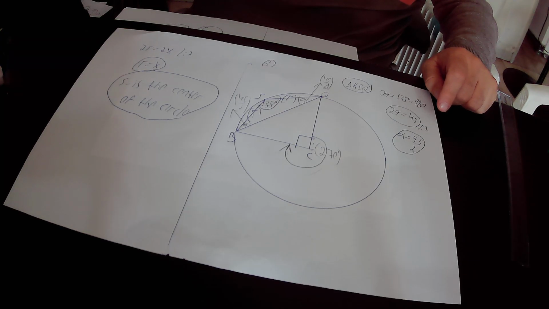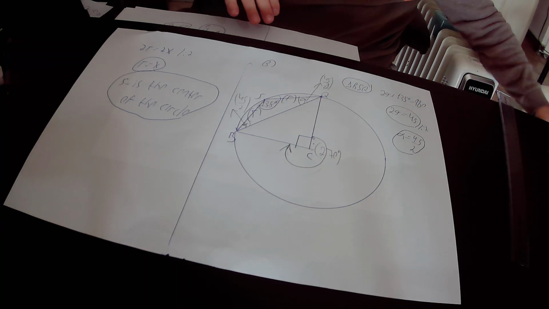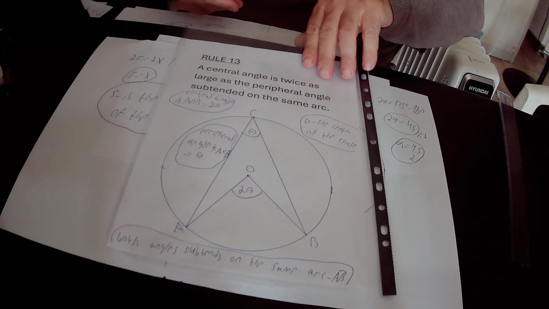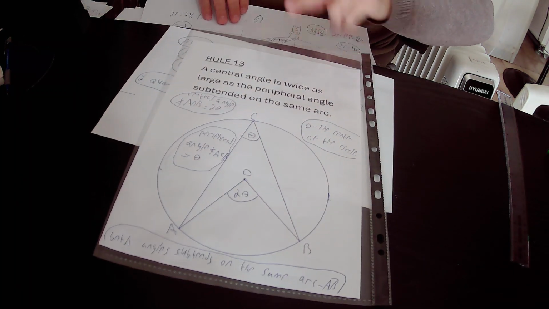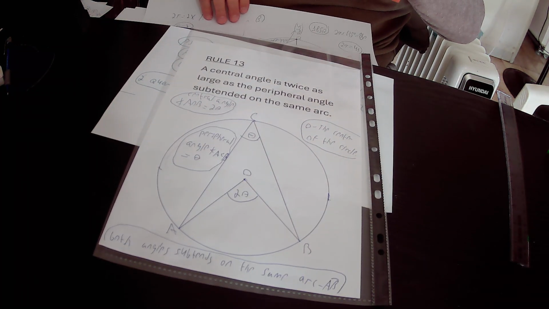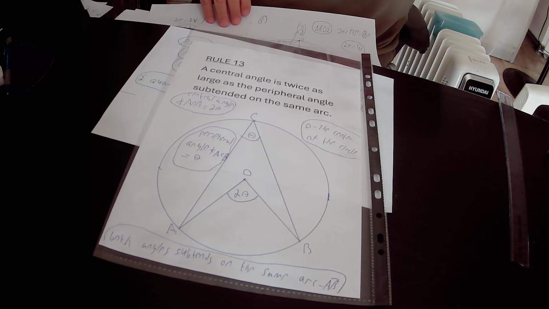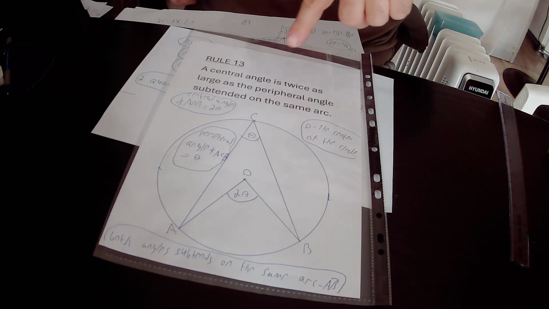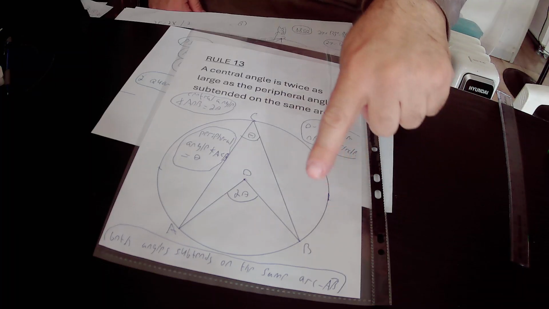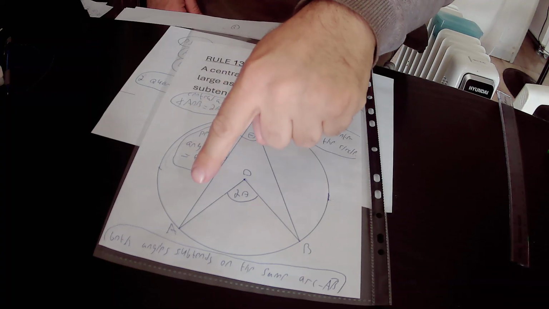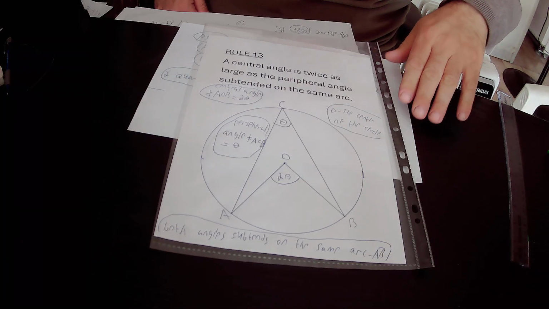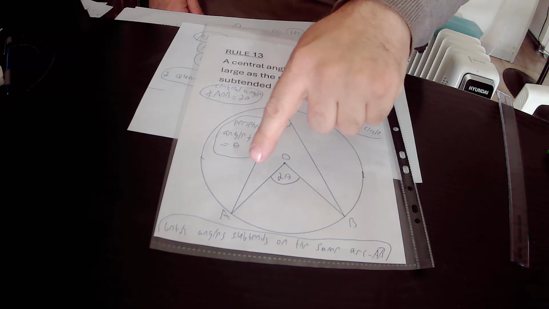And then I presented to you a new rule and we implemented the new rule in our drawing. According to the new rule, rule number 13, the central angle is twice as large as the peripheral angle subtended on the same arc. So in the drawing we have this circle, inside this circle we have the peripheral angle ACB. This peripheral angle ACB equals theta in its size, and it is subtended on arc AB. In addition, we have in this drawing the central angle AOB.